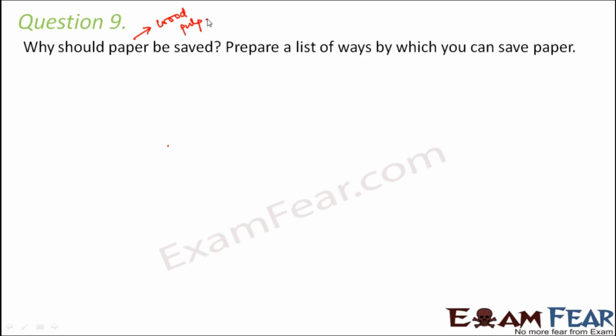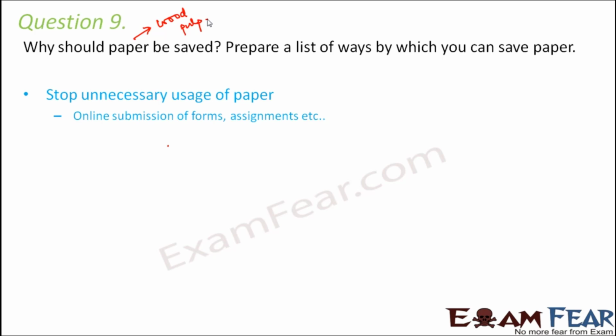So that means the more paper you want to manufacture, the more wood pulp you will need. Now in order to get more wood pulp, you need more trees. So you will actually end up cutting more and more trees. So it is very important that we use paper judiciously, so that we have to cut fewer trees.